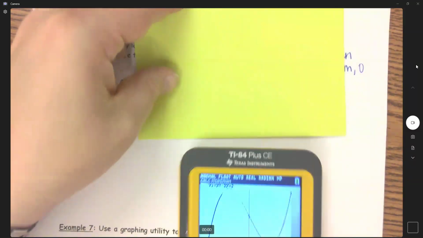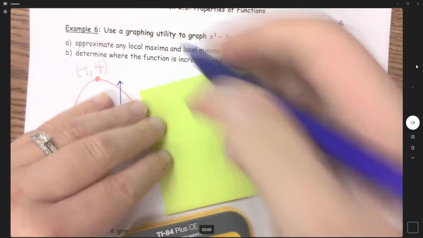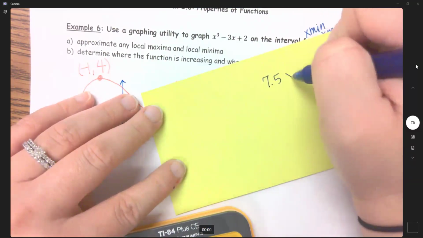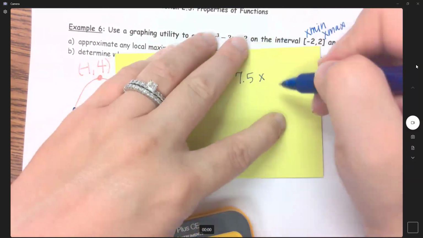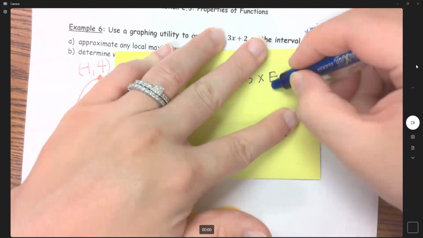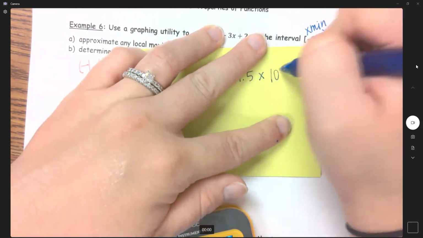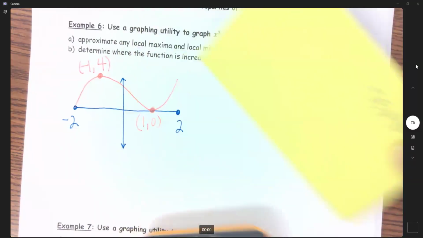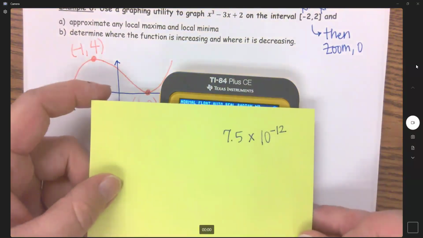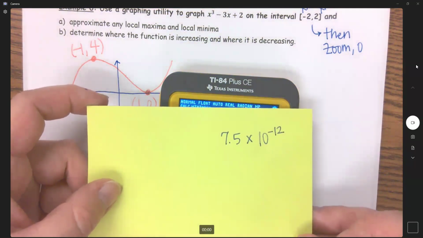Let's write this down real quick. I have 7.5 times E, let's just do it this way, times 10 to the negative 12. When they have 7.5 E to the negative 12, that's scientific notation. That is 7.5 times 10 to the negative 12 power.